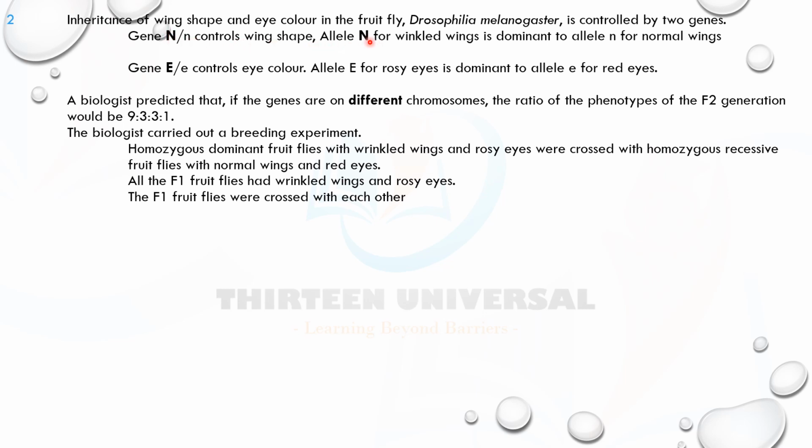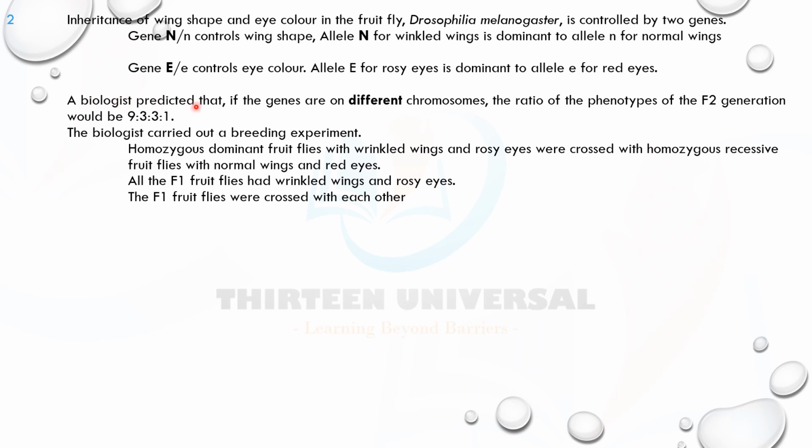Allele N, uppercase, for wrinkled wings is dominant to allele lowercase n for normal wings. You can see that's recessive. The second gene, gene E, with two alleles, controls eye color, while the uppercase allele for rosy eyes is dominant to allele e for red eyes.